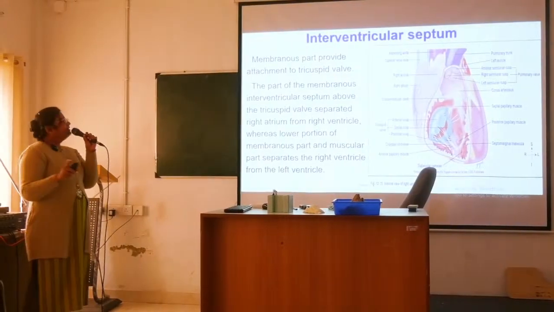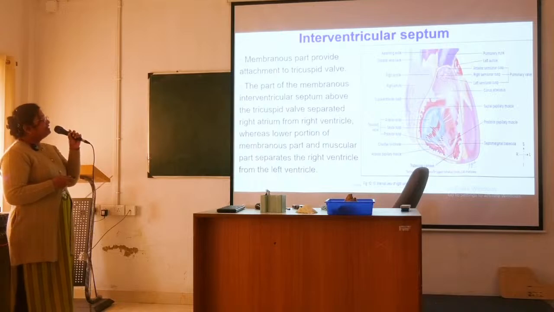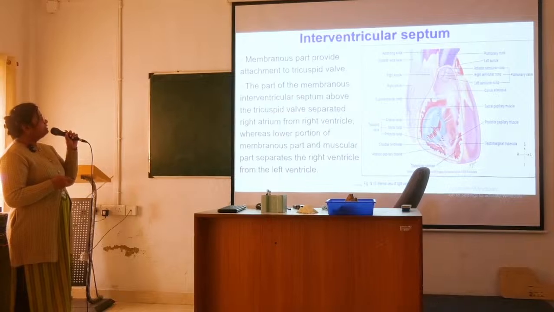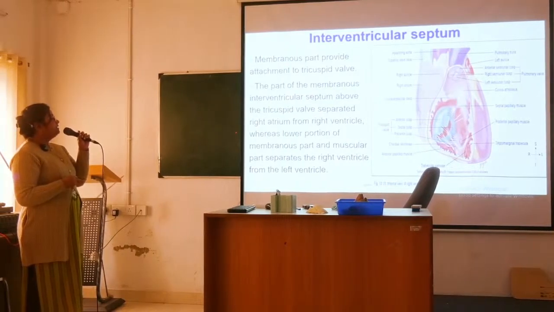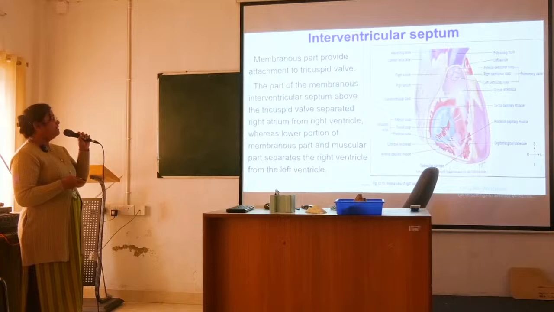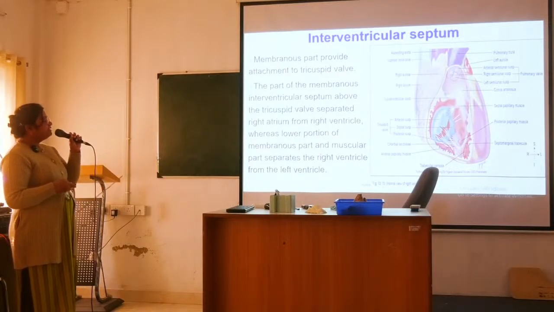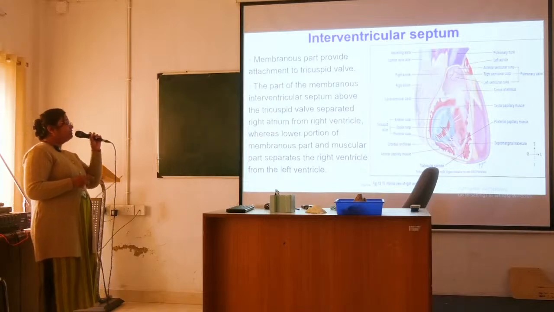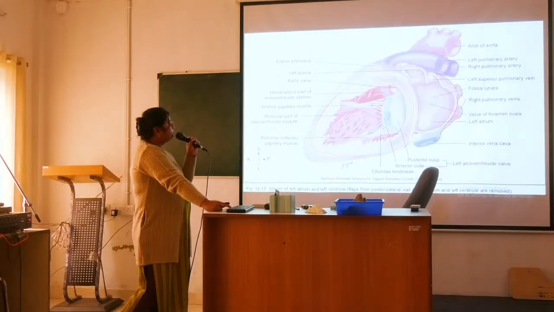Okay, so membranous part provides attachment to the tricuspid valve. Here is the attachment of tricuspid valve. The part of the membranous interventricular septum above the tricuspid valve separates the right atrium from right ventricle, whereas lower part of the membranous part and muscular part separates right ventricle from the left ventricle. Okay, two ventricles are separated by this septum.